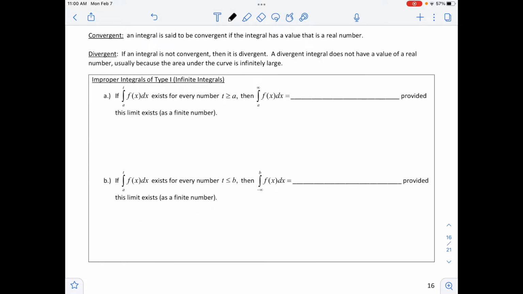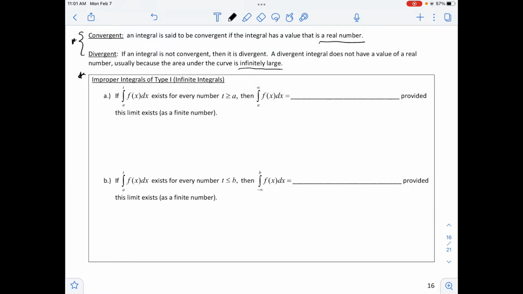These types of integrals arise a lot in different types of application problems. So we have convergent and divergent. An integral is said to be convergent if the integral has a value that is a real number, and if an integral is not convergent, then it's divergent. A divergent integral does not have a value of a real number, usually because the area under the curve is infinitely large.